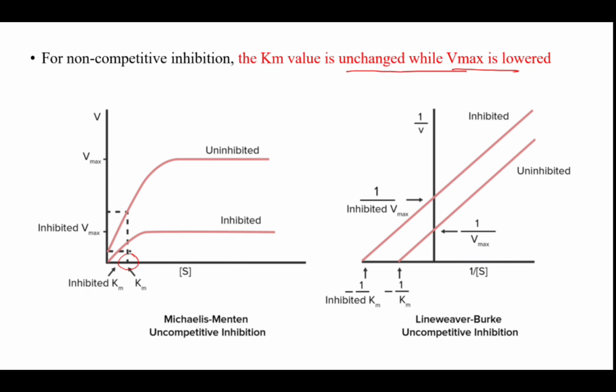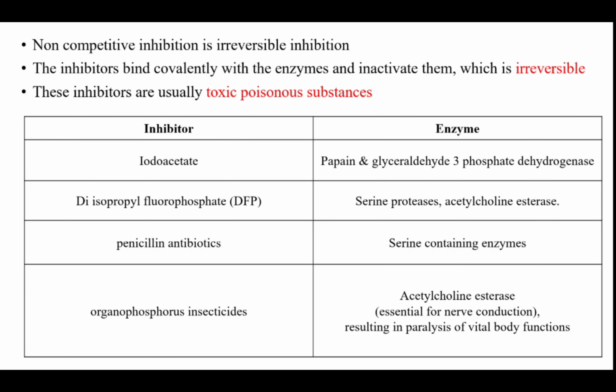So for the same substrate concentration, even if you increase the substrate concentration, there will be no effect. So the Vmax is decreased. Non-competitive inhibition is irreversible inhibition. The inhibitors bind covalently with the enzymes and inactivate them, which is irreversible. These inhibitors are usually toxic, poisonous substances. So the inhibitors that usually act through non-competitive inhibition are poisonous substances.